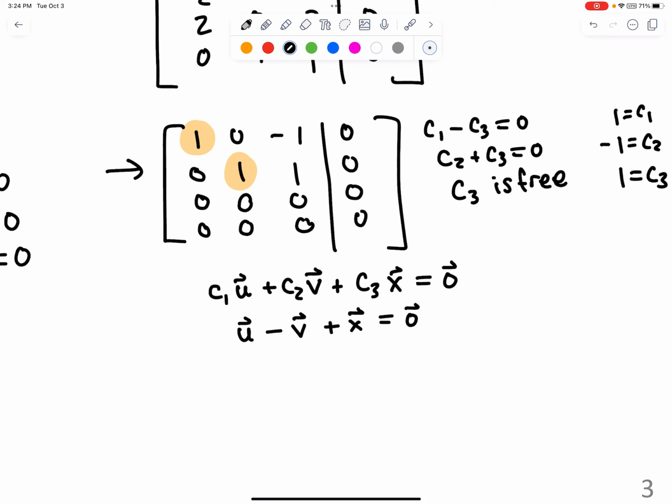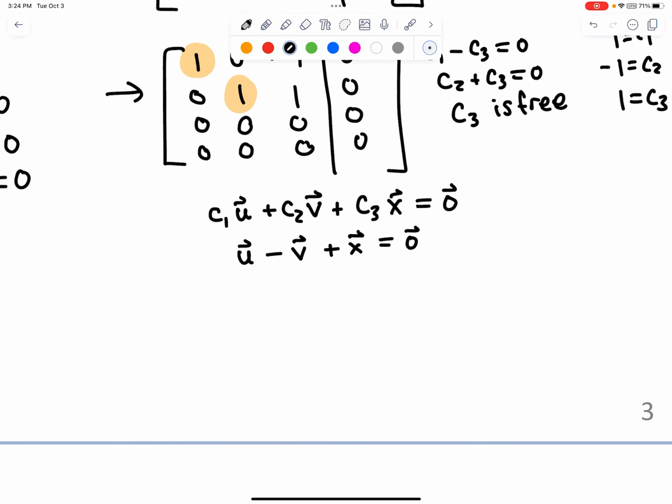And once we have this equation, we can solve it for each of the 3 vectors involved separately. So we get 3 different possible ways to express this relationship. We could say that vector u is equal to vector v minus vector x, we can say that vector v is equal to vector u plus vector x, or we could say that vector x is equal to negative vector u plus vector v.